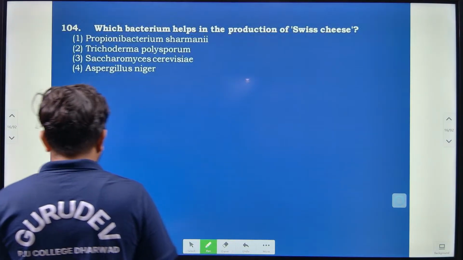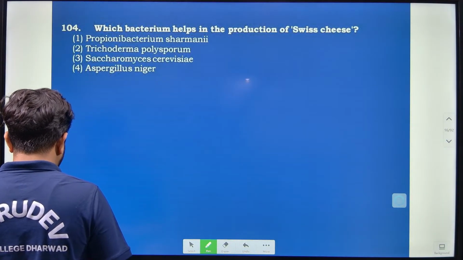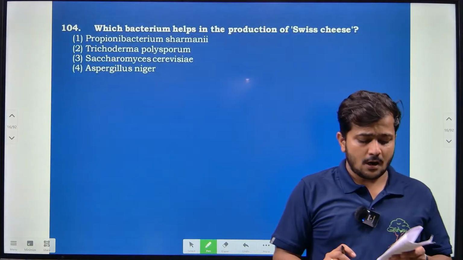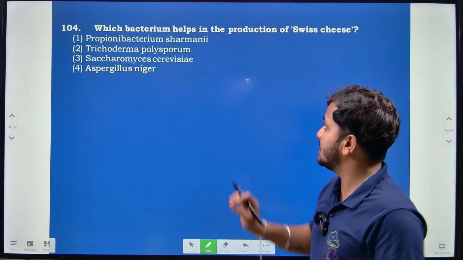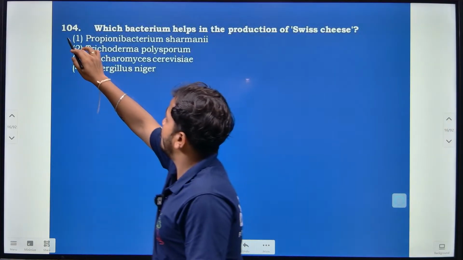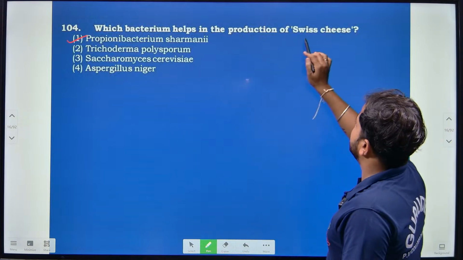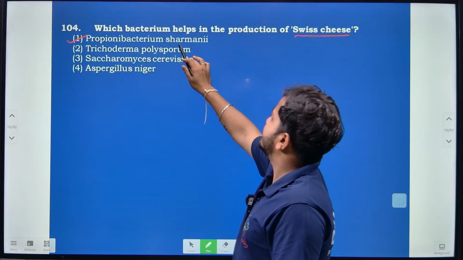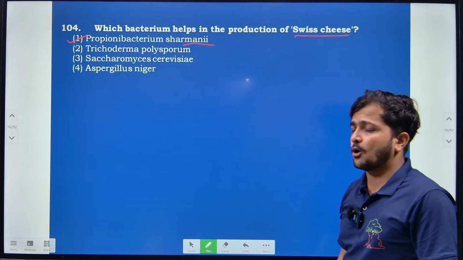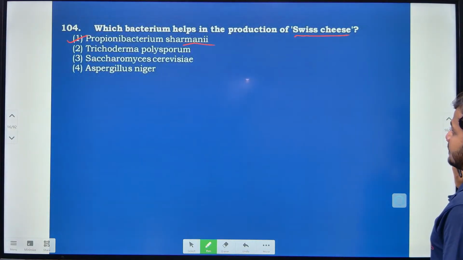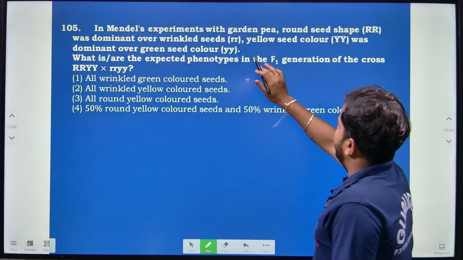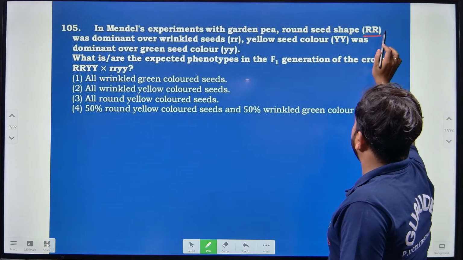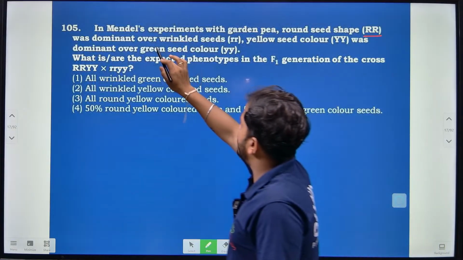With respect to that, if you consider the bacterium that helps in the production of Swiss cheese, that is nothing but Propionibacterium shermanii, right? Option 1 is correct. A direct question: Swiss cheese is produced by means of Propionibacterium shermanii, which is the correct option here.